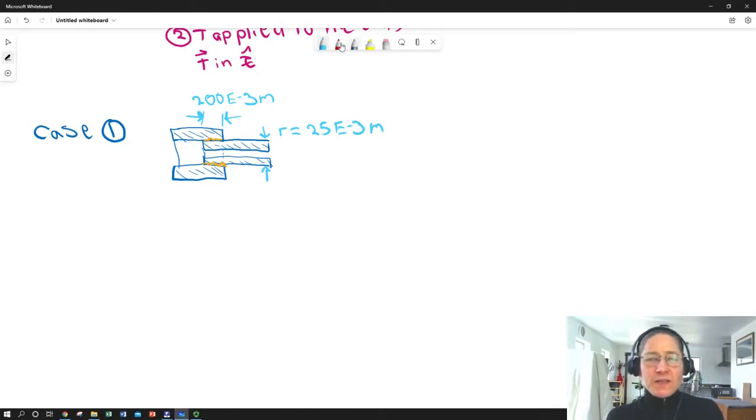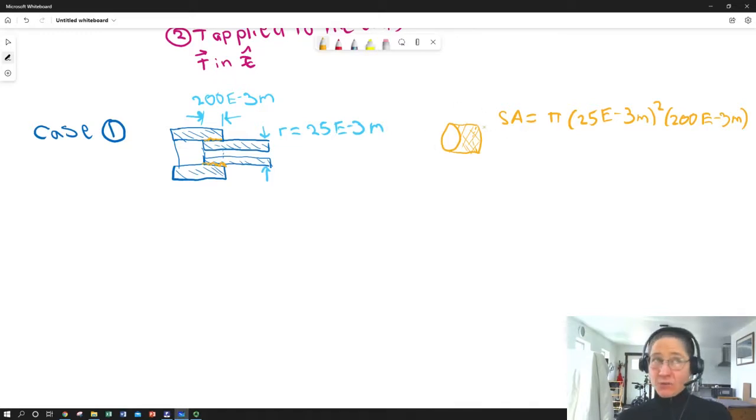So now we've effectively defined, and I'm going to break it out into the orange, if we assume that the adhesive thickness is negligible, which most bond lines are pretty thin. So we'll assume a negligible bond line thickness of the adhesive. We can define a surface area of just the adhesive if we took it out over here. So the surface area equals pi times 25 times 10 to the minus 3 meters squared times 200 times 10 to the minus 3 meters. That would give us the area over which our shear stress can act.